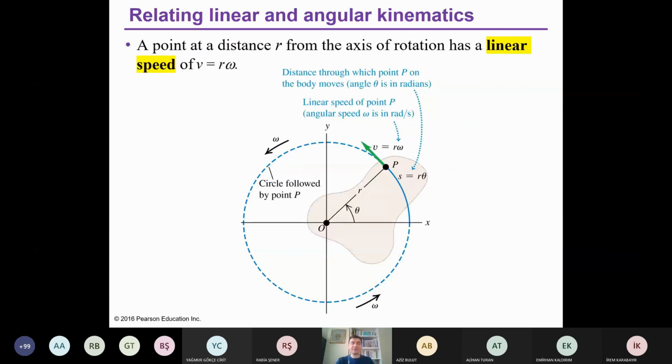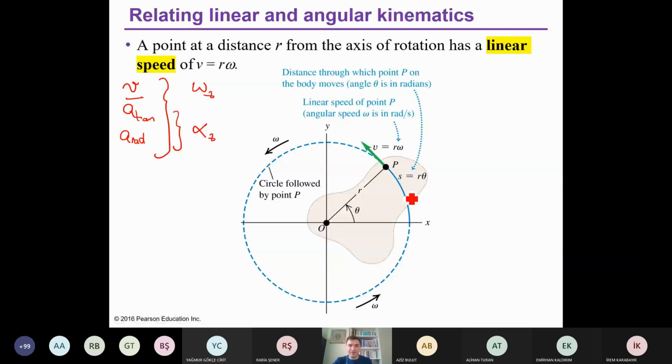Then this is the last part of this lecture, relating linear and angular kinematics. So in uniform circular motion and also non-uniform circular motion, we have learned linear speed or tangential speed, okay? We have learned tangential acceleration. We have learned radial acceleration or centripetal acceleration, okay? So today we will try to find a relation between linear speed and angular speed. We will try to find linear acceleration and angular acceleration, okay? So with this one, I will finish my lecture.